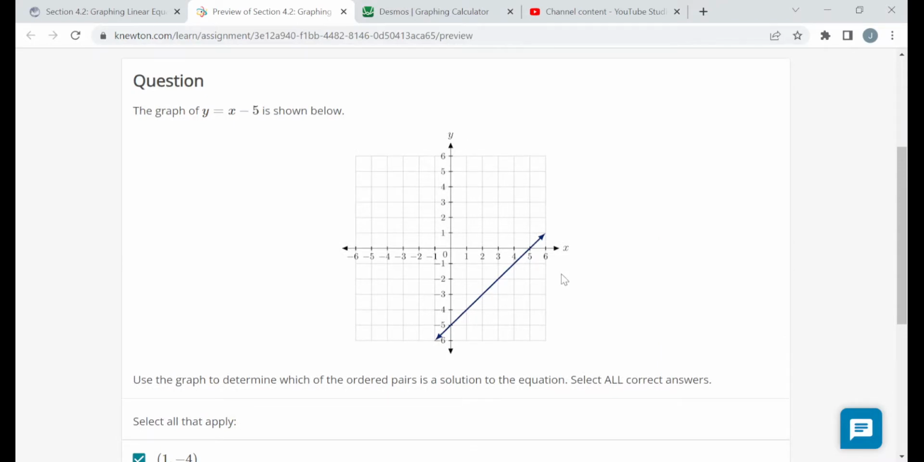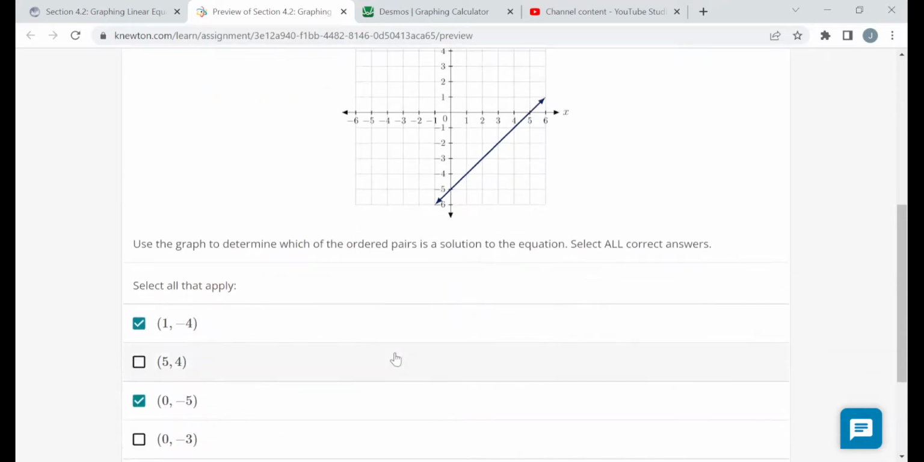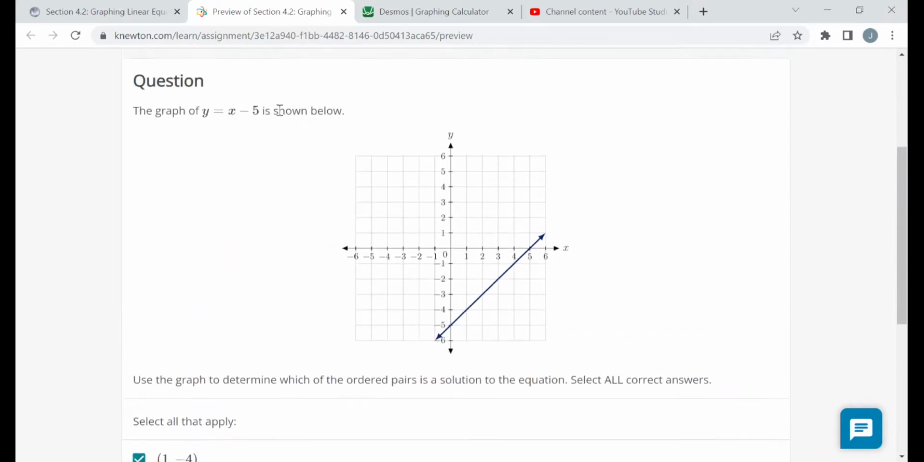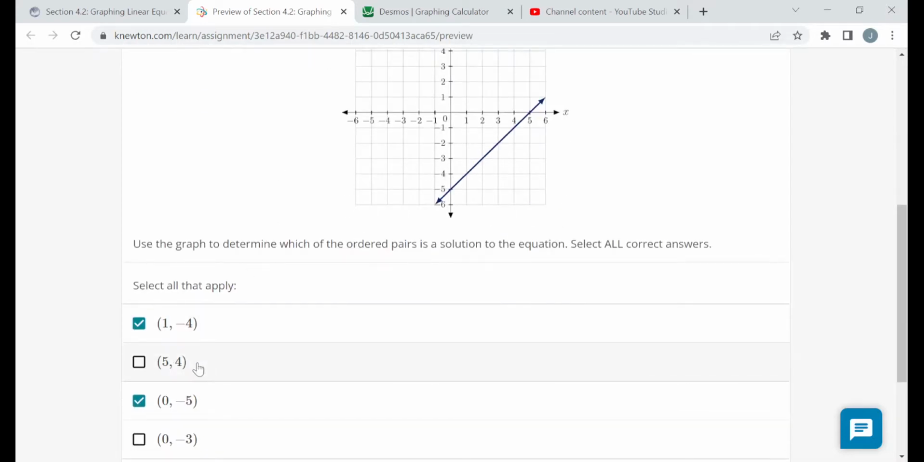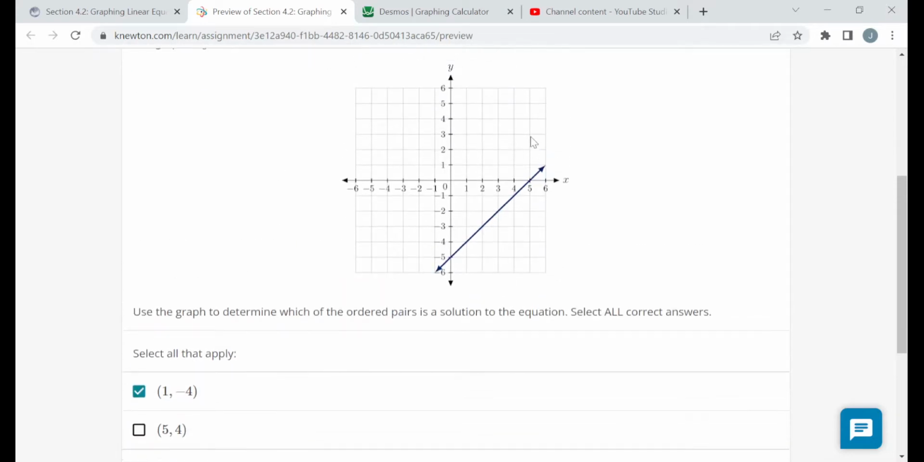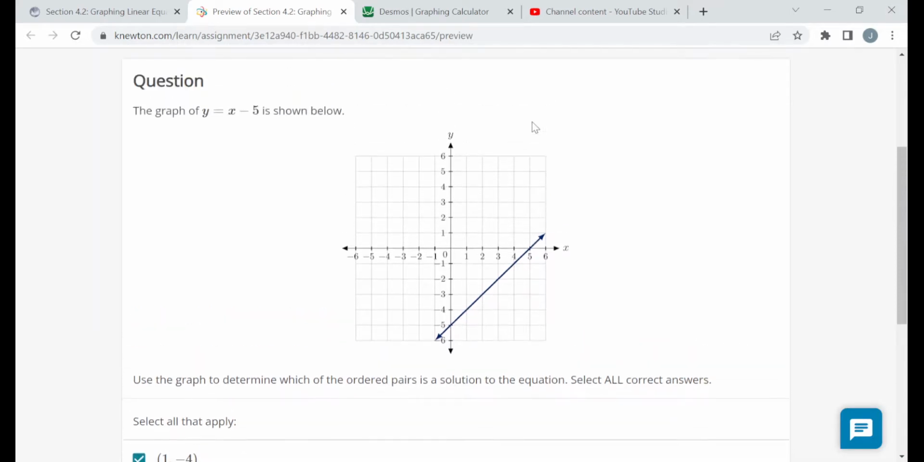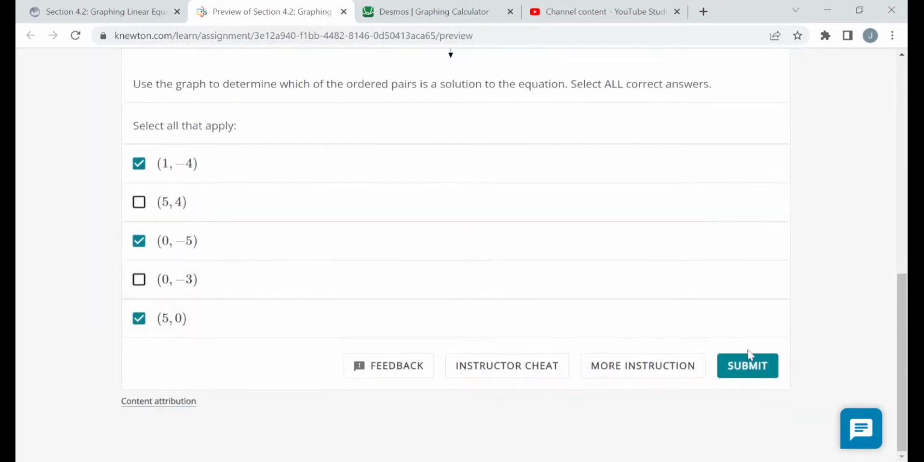If they give you a graph, you should be able to tell if a certain ordered pair is a solution or not. If that ordered pair is actually a point on the line, then it's a solution of the equation. And if the point they give you is not on the line, like 5, 4, is clearly not going to be on that line, then it's not a solution of the equation. Very, very simple stuff in my opinion.